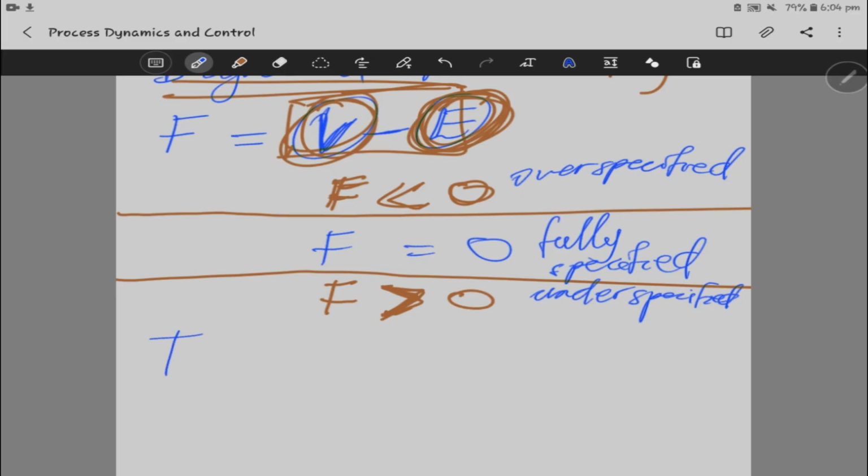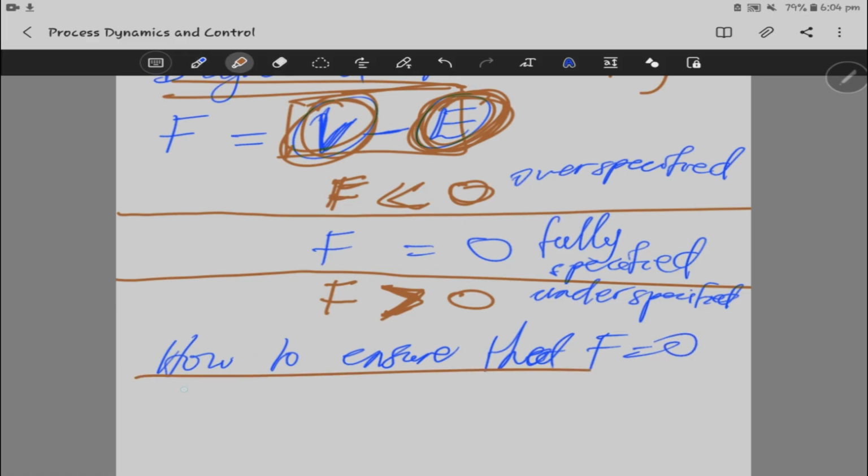So, how to ensure that the degree of freedom is 0. There are a whole lot of ways of doing it, so let's talk about them. We know clearly that if the degree of freedom, which is f, is less than 0, that means it's overspecified. Overspecified means that there are a whole lot of equations, so you must remove some of the equations or remove some of the constraints.